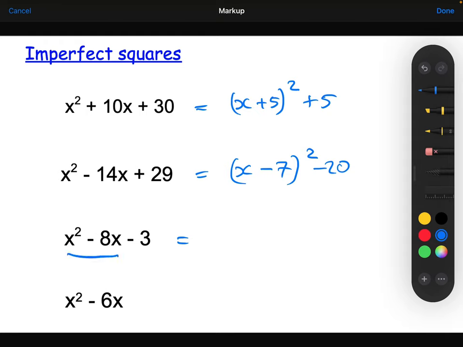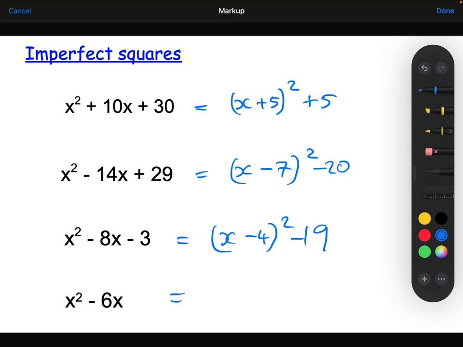The perfect square that goes with x squared minus 8x is x minus 4 all squared. This would give me a 16 that I don't want, so I'm going to subtract the 16. I do want to have the minus 3. Minus 16 minus 3 is minus 19. Minus 4 squared is 16. The 16 minus the 19 is the minus 3, so that works.